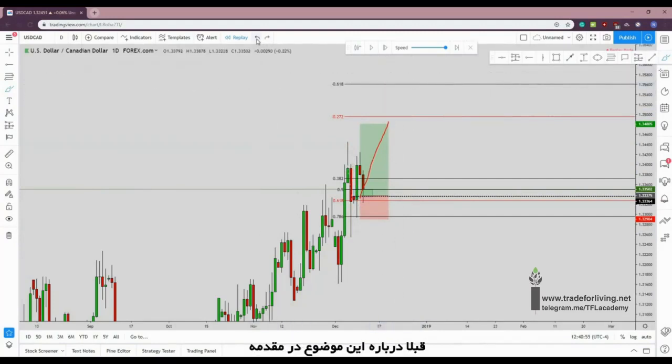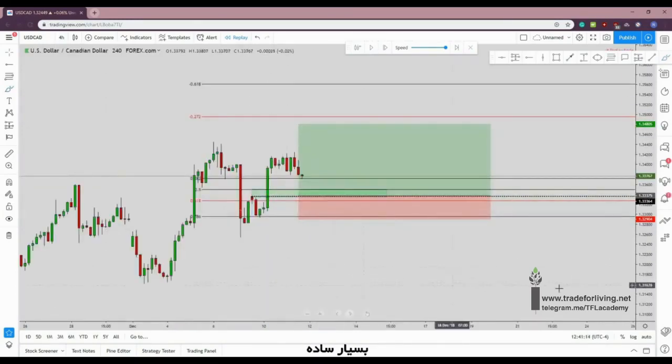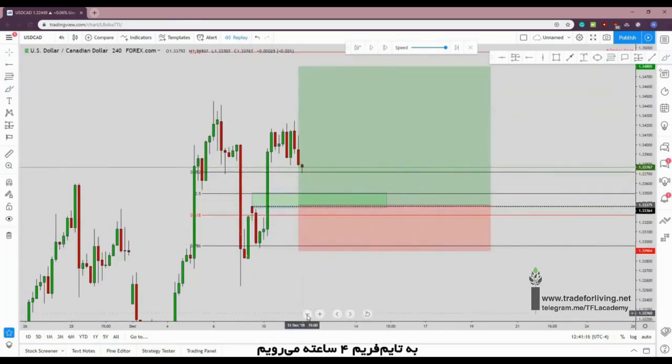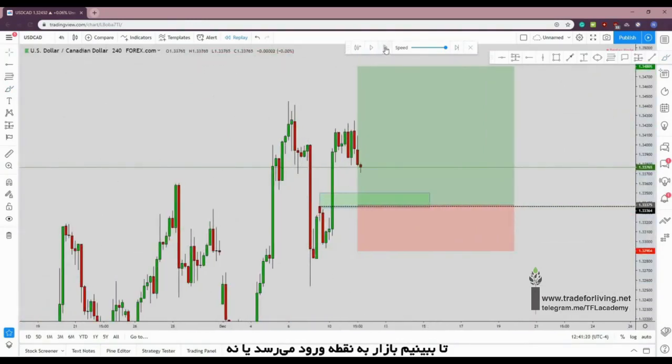You already spoke about this in the introduction section. So our take profit will be at the first strong number below the minus 27. Now if you look at the price, minus 27 is 1.349695. So the first strong number below is obviously 1.3480. Very simple. So going on the 4-hour time frame, let's see if the market hits our entry.